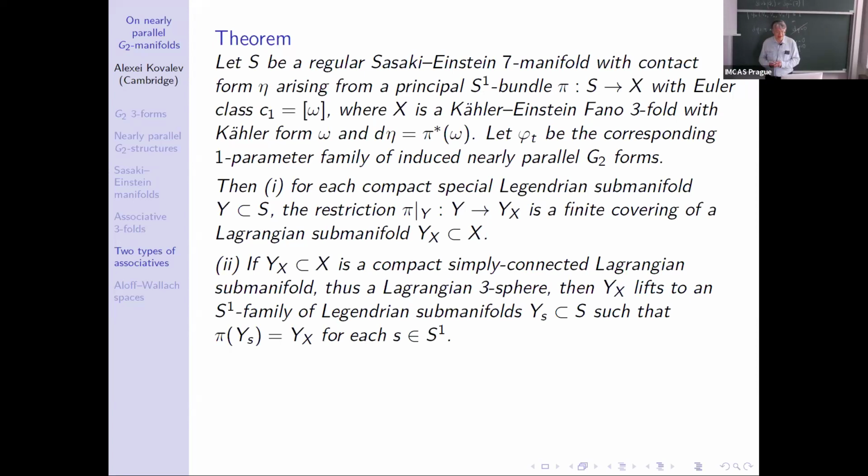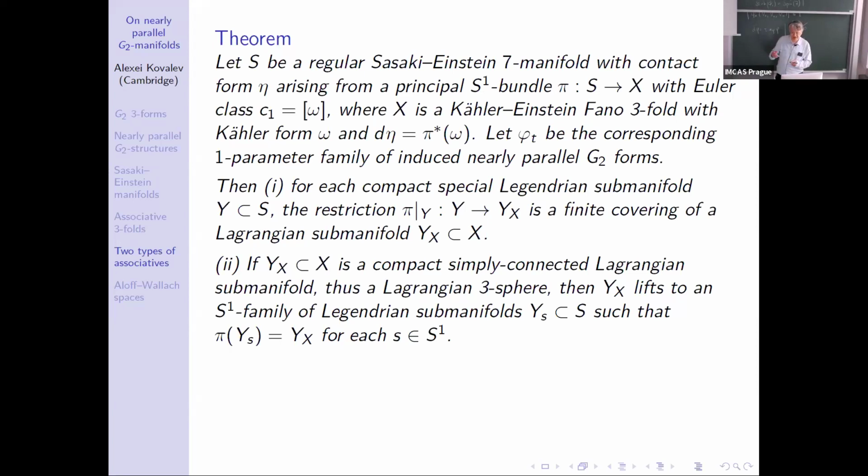Suppose we start from a simply connected Lagrangian submanifold inside this Kähler-Einstein Fano threefold. If it's simply connected and three-dimensional, then it must be topologically a three-sphere by the Poincaré conjecture. Then this three-sphere lifts to an S1 family of Legendrian submanifolds in our Sasaki-Einstein manifold, in such a way that the restriction of the bundle projection gives us a diffeomorphism.